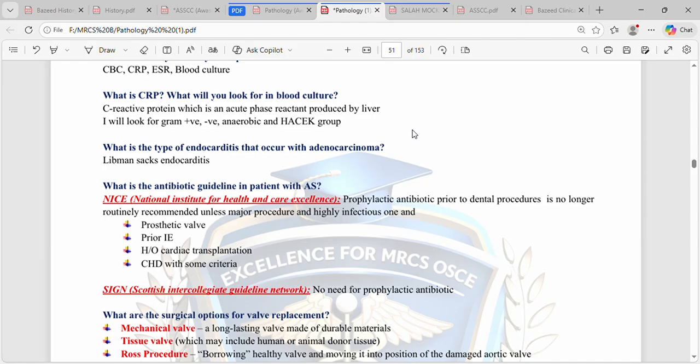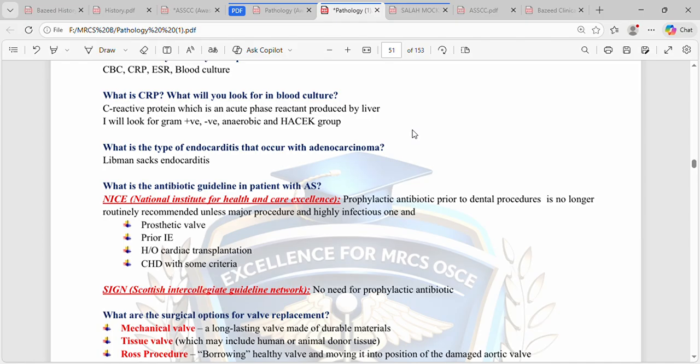What are the antibiotic guidelines in a patient with aortic stenosis? So, NICE guidelines say prophylactic antibiotic prior to dental procedure is no longer routinely recommended unless a major procedure and highly infective procedure is done. For example, an infected one, a prosthetic valve, prior infective endocarditis. So you have to give in highly infective cases, and also in prosthetic valve cases, and prior infective endocarditis. Like a patient has a prosthetic valve, so you have to give him antibiotics if he is undergoing any surgery.